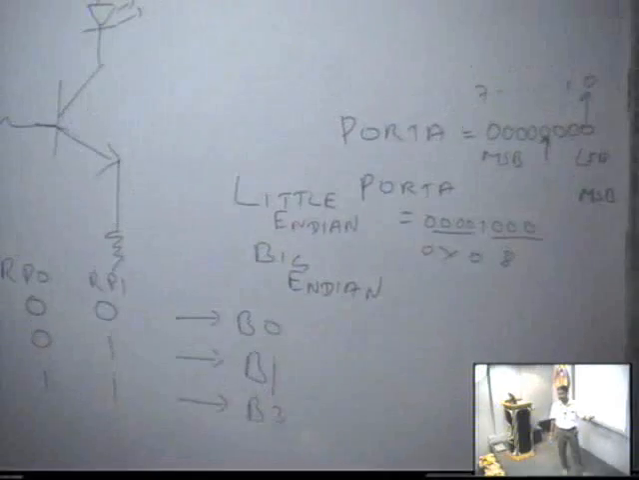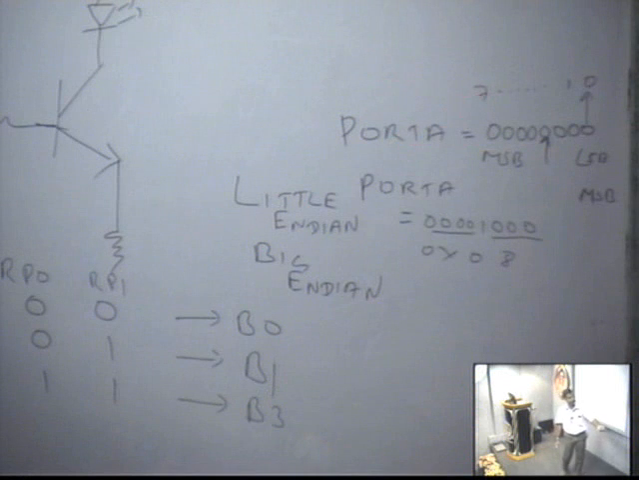BSF means bit set file register. So how will we set that bit alone? Bit set file register comma bit. What is the file register in this case? Your file register is port A. What is the bit in this case? Bit 3. So I will write BSF port A comma 3. For setting that bit alone, I will be writing BSF port A comma 3. Then that bit alone will be set.